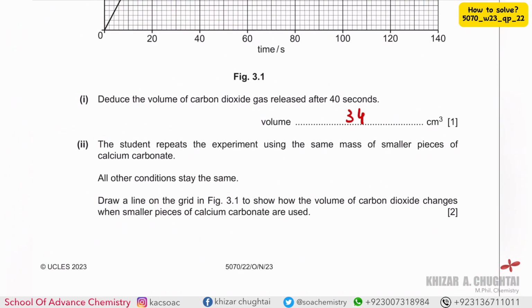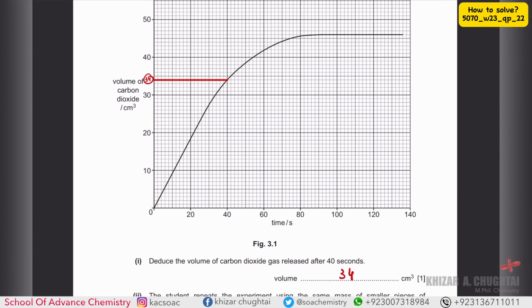The student repeats the experiment using the same mass of small pieces of calcium carbonate. All other conditions stay the same. Draw a line on the grid on figure 3.1 to show how the volume of CO2 changes when small pieces of calcium carbonate are used. Small pieces mean this time you increase the surface area, so there will be a greater rate of reaction, but the yield will be the same.